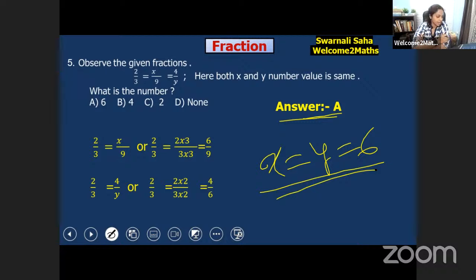A is the right one. Very good. x is equal to y is equal to 6. Understood? Hope you understood. Kindly check the answer. I wrote all the procedures here. Okay, A, not C. Answer would be A. This is the explanation. Very good. So let's move on. Question number 6.